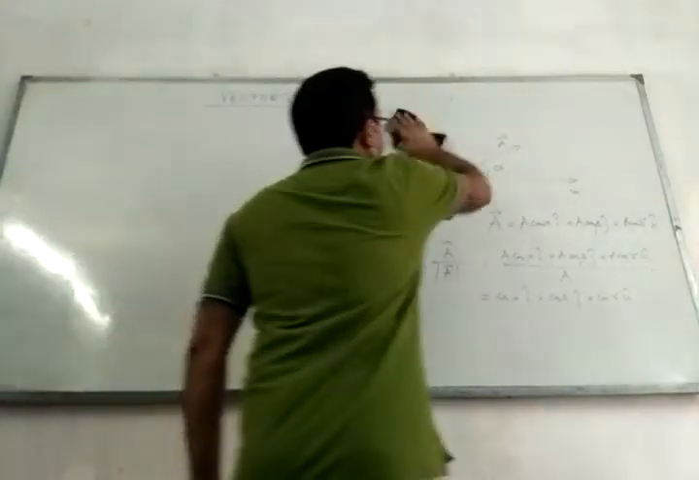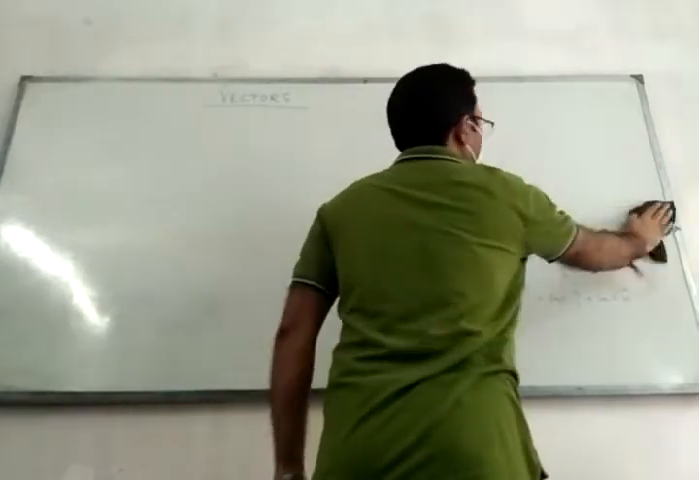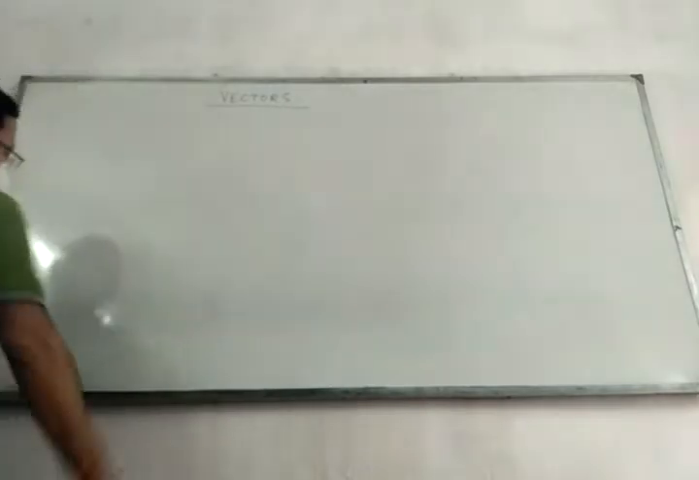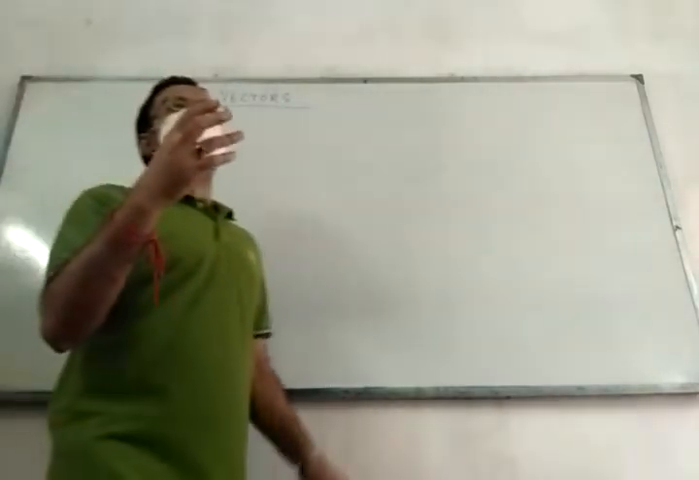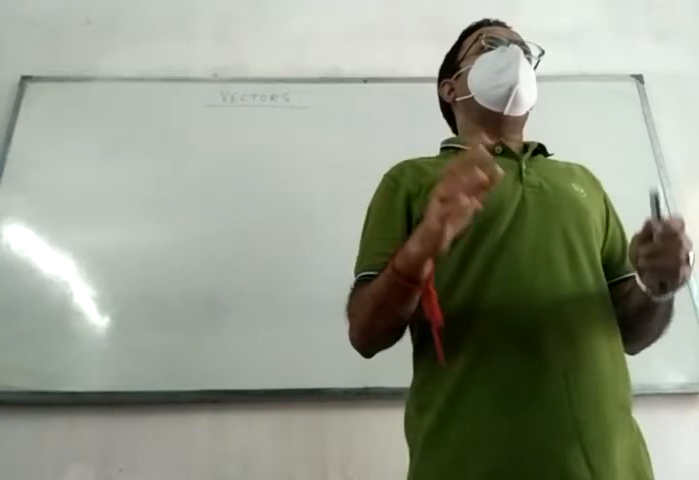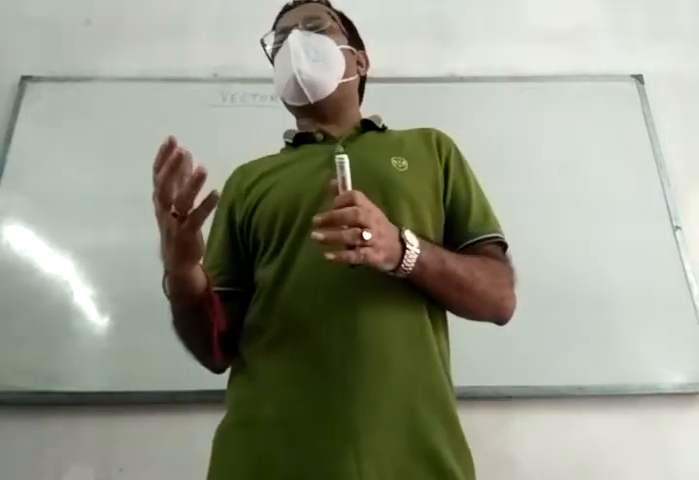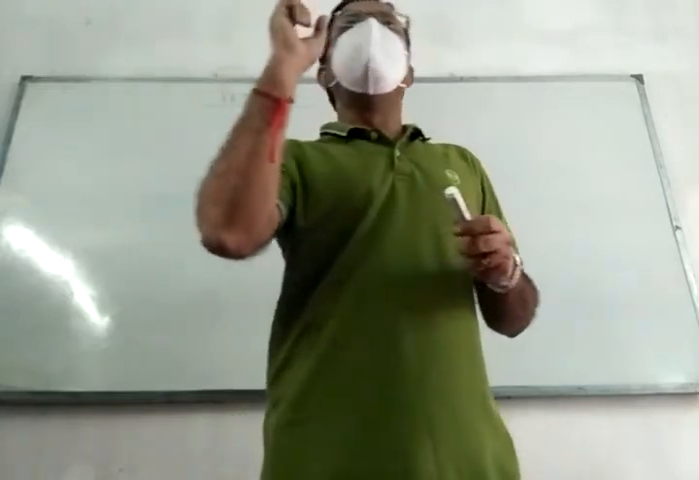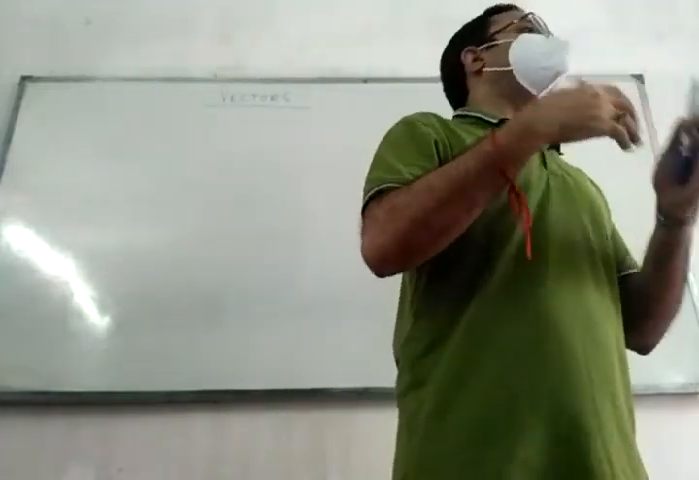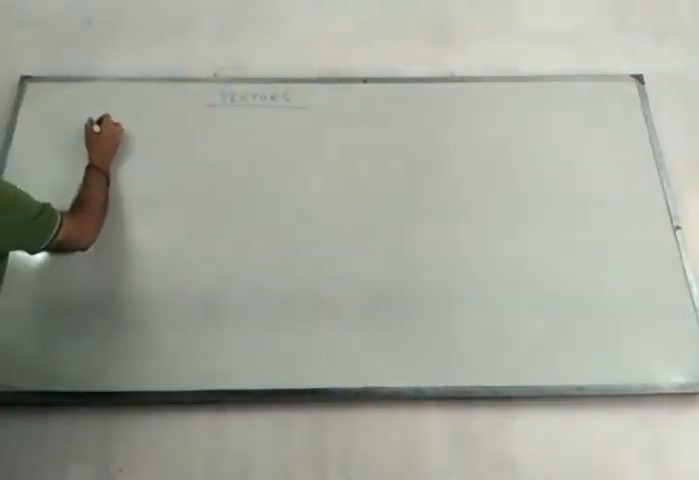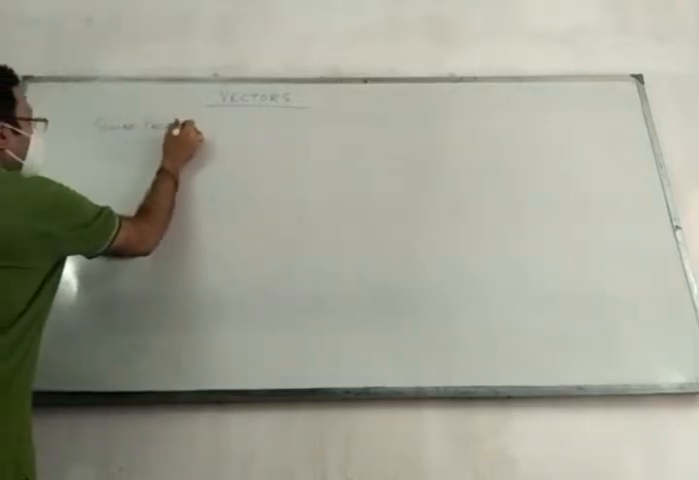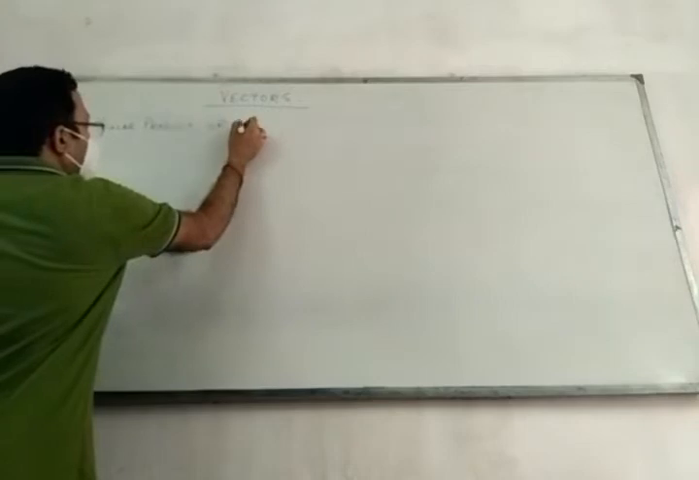Well, now two very important topics: the dot product and the cross product. When you multiply vectors, in a few cases you end up with a scalar quantity, and in a few cases you get the product as a vector quantity. So when you are getting a scalar quantity, you obey one rule, and when you are getting a vector quantity, you obey a different rule. So what are the rules? First is called scalar product or dot product.